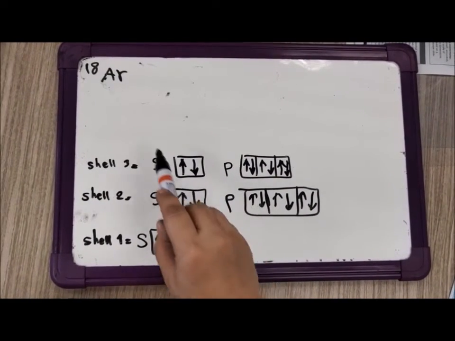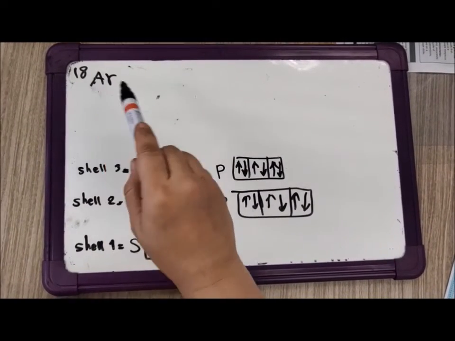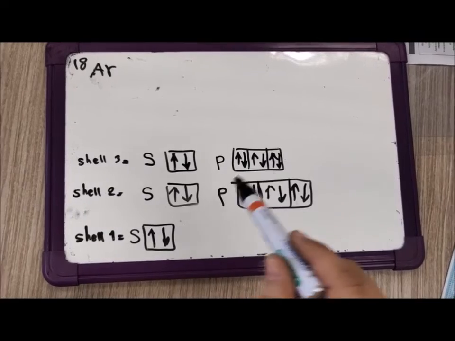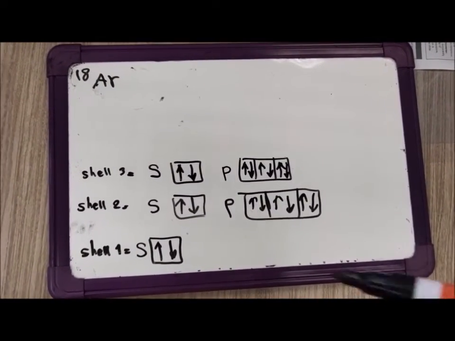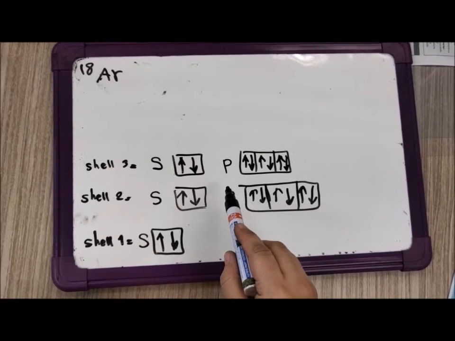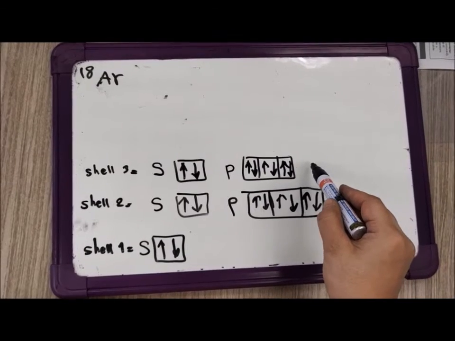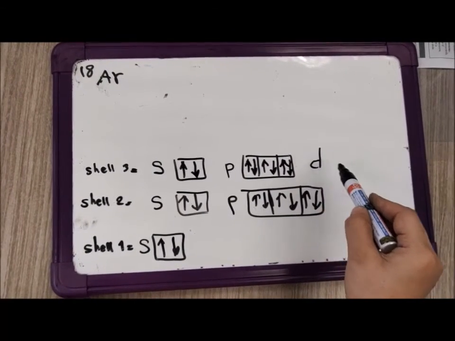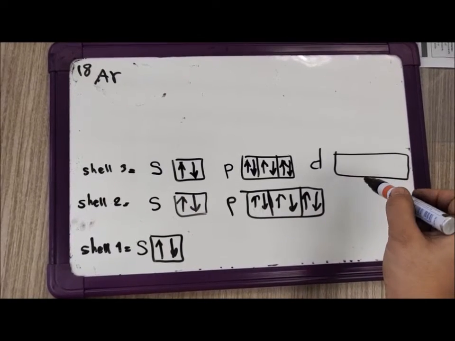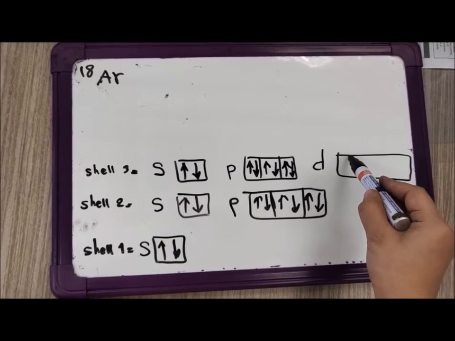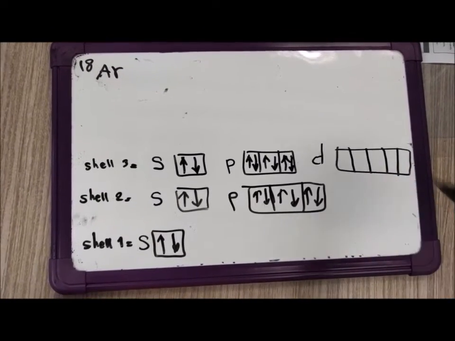So that's why they say argon has full electron shells. The last shell is completely filled up with the maximum number of electrons that it can have. So in the shell 3, we have one more type of orbital. What is that? It is d. How many different types of the d orbital do we have? We have how many? 5. 1, 2, 3, 4, 5.